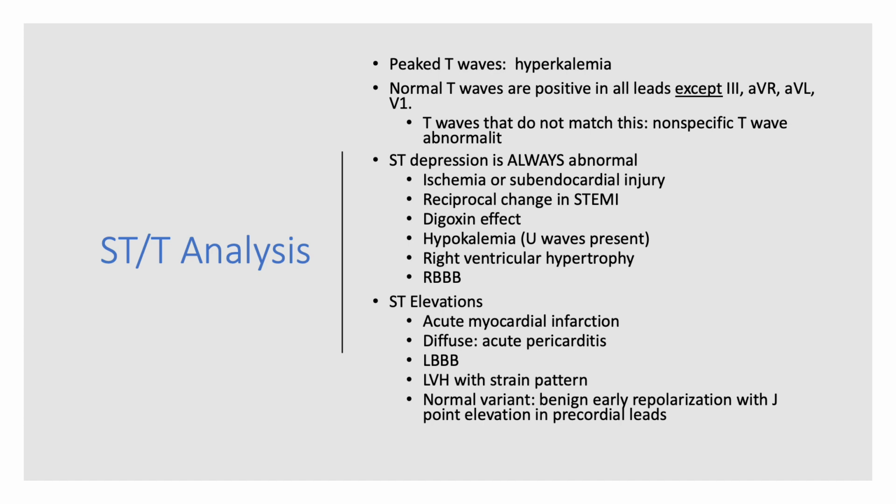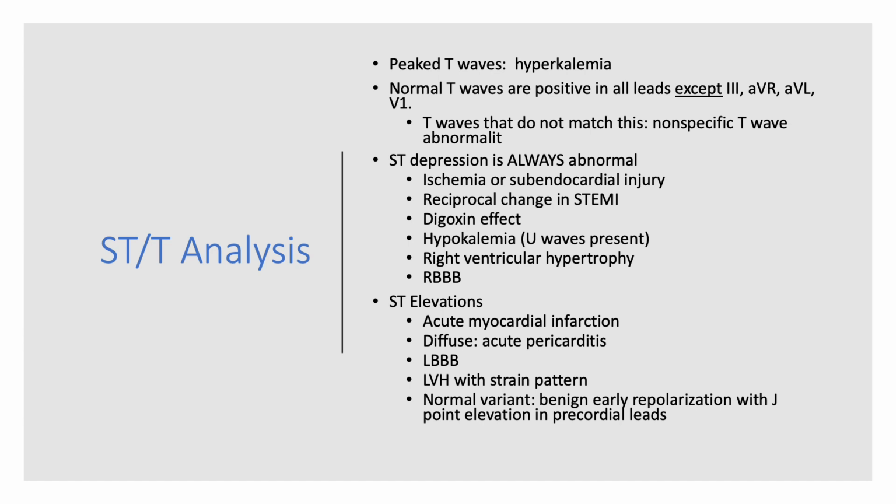If there is ST depression associated with hypokalemia, you might expect to see U waves present as well. You can see ST depression with right ventricular hypertrophy and with right bundle branch blocks. ST elevations don't always mean an acute MI. If they are diffuse across multiple leads on the EKG in multiple coronary artery territories, you would be considering acute pericarditis.